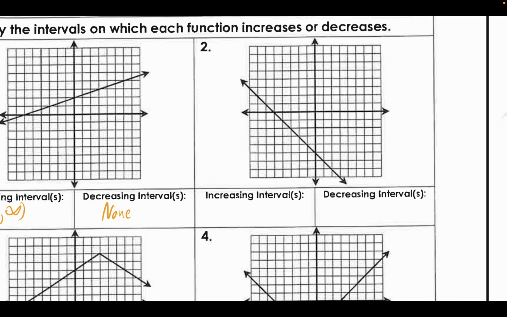Number 2 here, there's nowhere where it's increasing this time. It's never going up, from left to right. From left to right, it's only going down. And so the decreasing interval here is negative infinity to infinity.